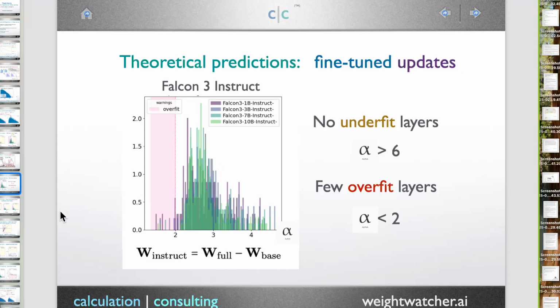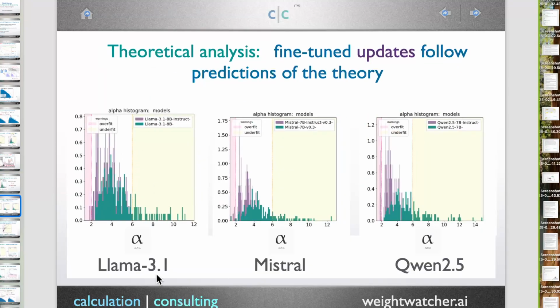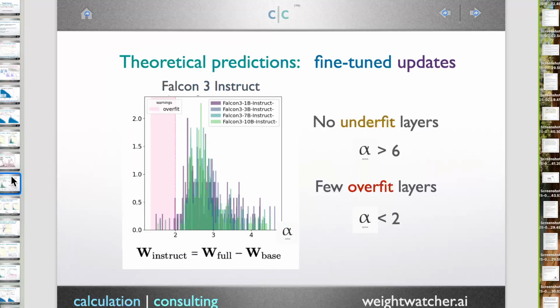That's something that we're starting to see, that the best models, for example, you look at Llama, the purple is the instruction fine-tune component. Remember what we're doing here is we're taking the full model and subtracting off the base model. So this is Falcon 3, this is Falcon 3 Instruct. We subtract off and we just get the component that was instruction fine-tuned. This seems to follow the theory very well.